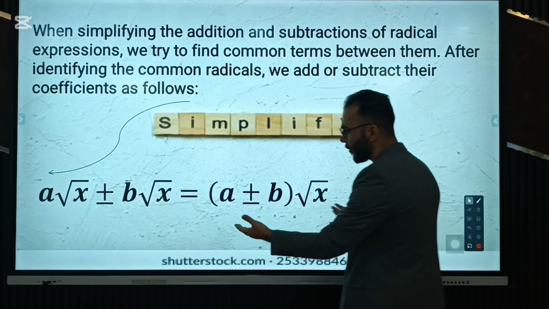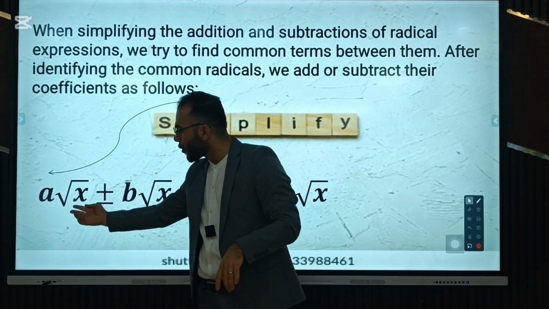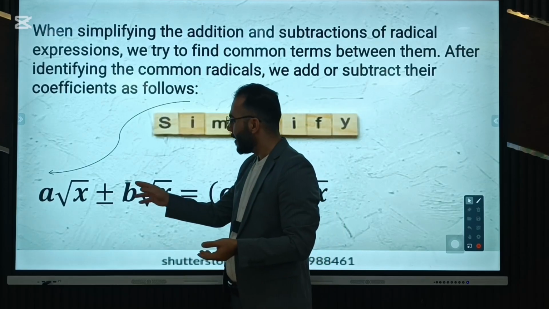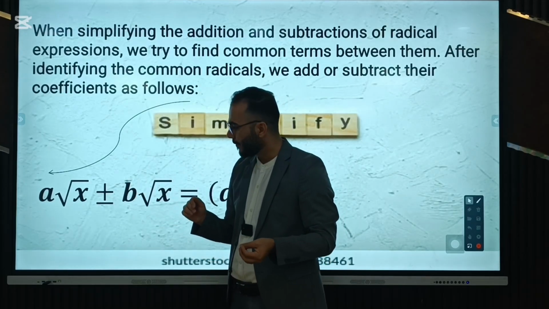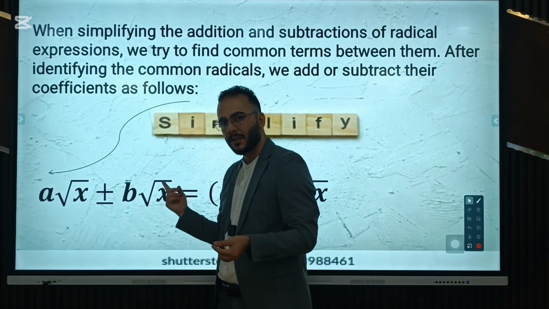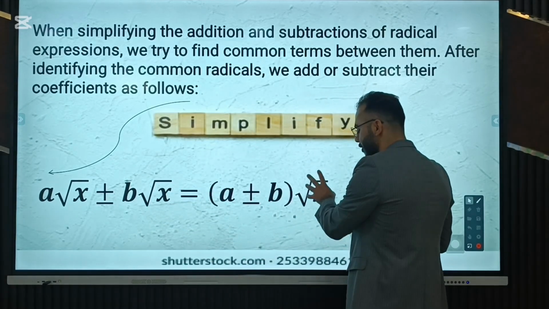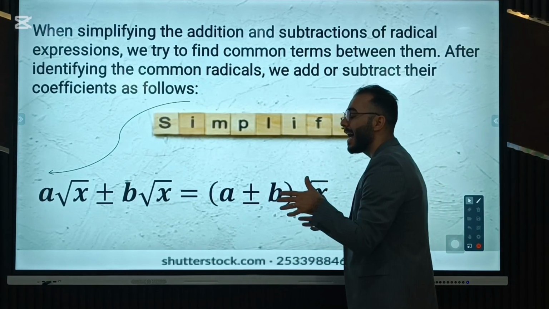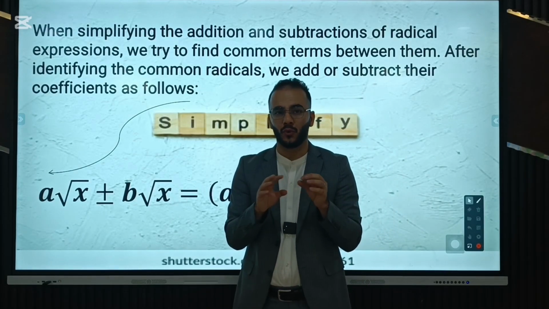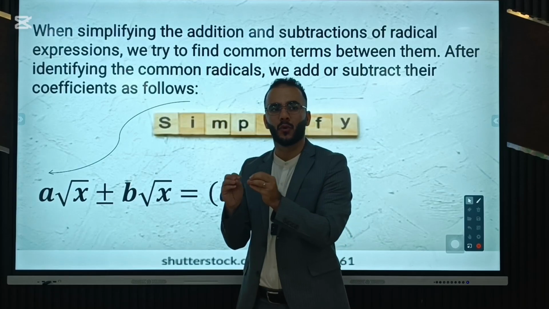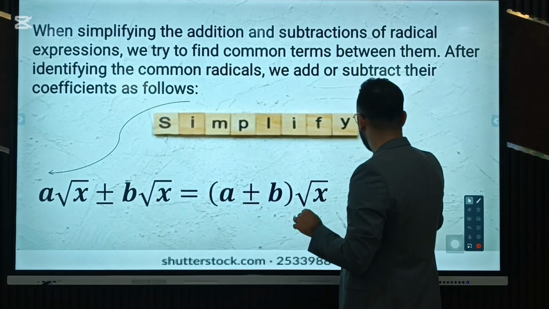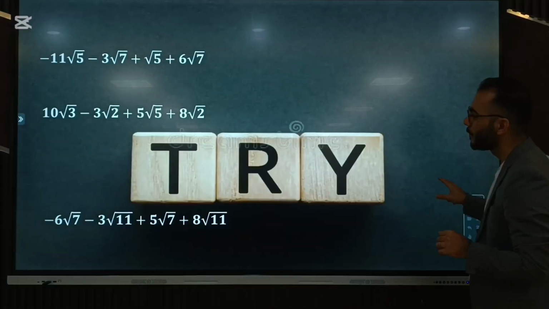So here is the general rule. A square root of x plus minus, doesn't matter, B square root of x. Since their common part is root of x, we are going to write this one as a common factor and add or subtract only their coefficient, guys. Do not add or subtract the roots part. Only add or subtract their coefficient. Let's just take some examples.